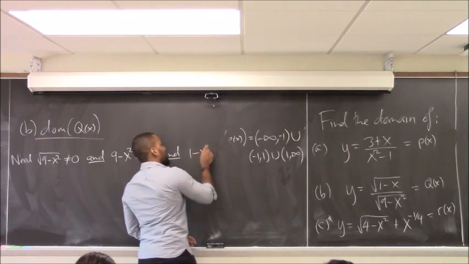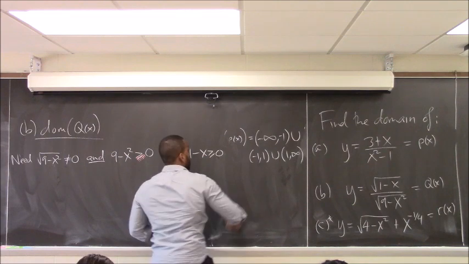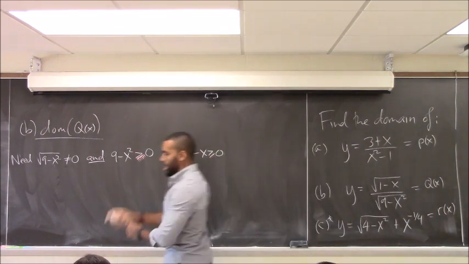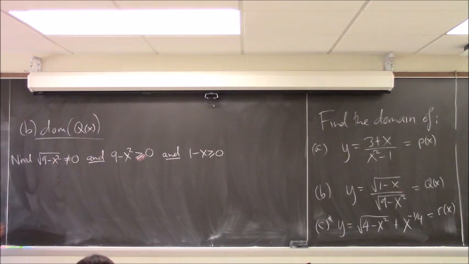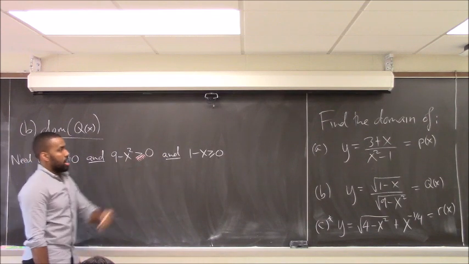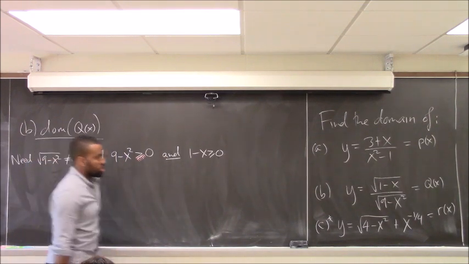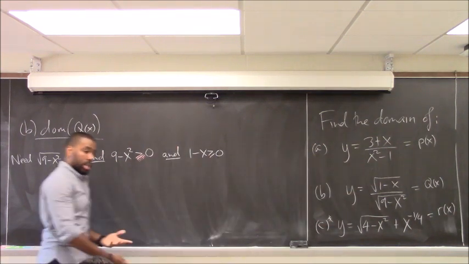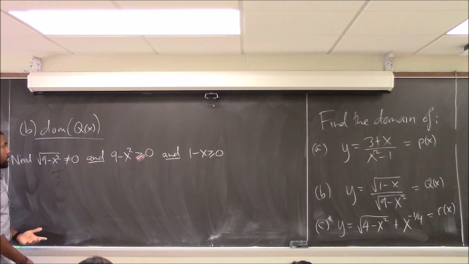Right, you need 1 minus x to be greater than or equal to 0. We kind of did it backwards in the way that I wrote it, but it doesn't matter. We need to find the sets where the bottom is not 0, and the bottom is going to work, and the top is going to work. So we look at three parts. Where does this work, where does that work, and where's the bottom not zero? That's the general principle for a radical expression.